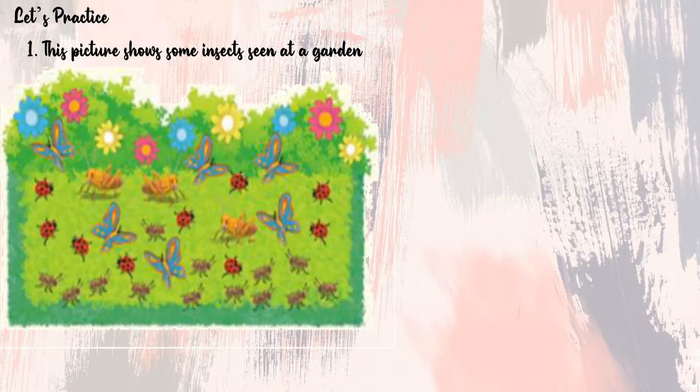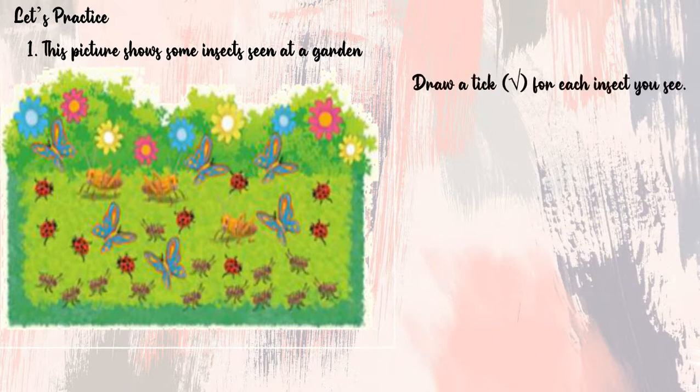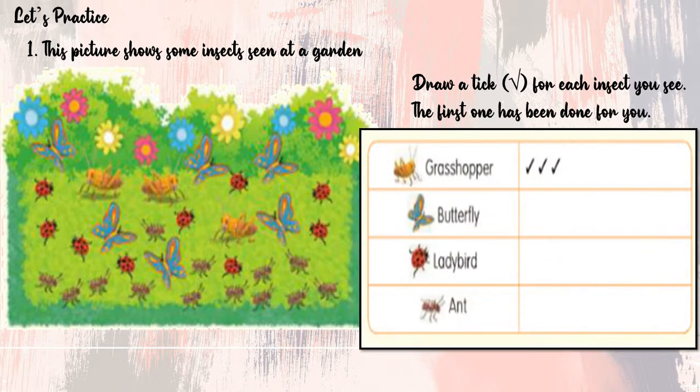Okay, let's continue to practice. Please look at question number 1. This picture shows some insects seen at a garden. Look at the pictures. What animals or what insects do you see in the picture? Draw a tick for each insect you see. The first one has been done for you. The insect you see in the picture is grasshopper, and then what else? Good job, butterfly, and also ladybird, and the last is ant.